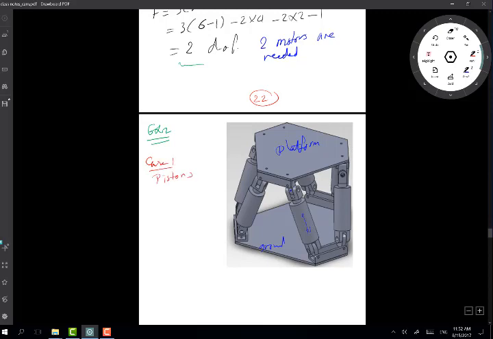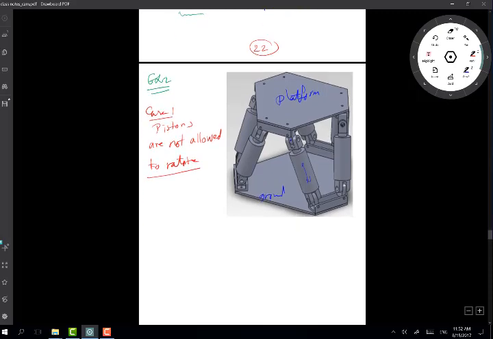Pistons are not allowed to rotate. Right. So now let's calculate degrees of freedom.